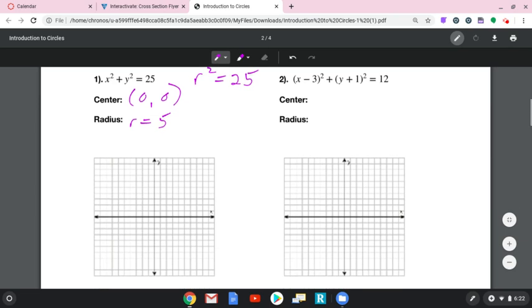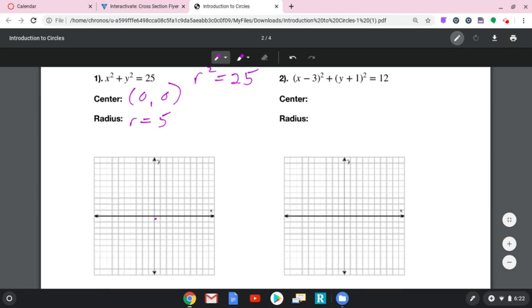So now if we're going to graph this, guys, I'm going to put a point at (0, 0) for my center. Then I count out. I go 1, 2, 3, 4, 5. 1, 2, 3, 4, 5. Count 5 in all directions.